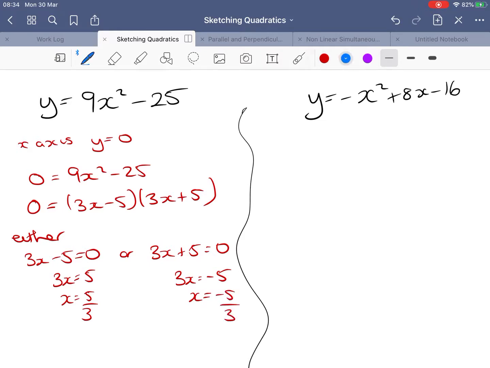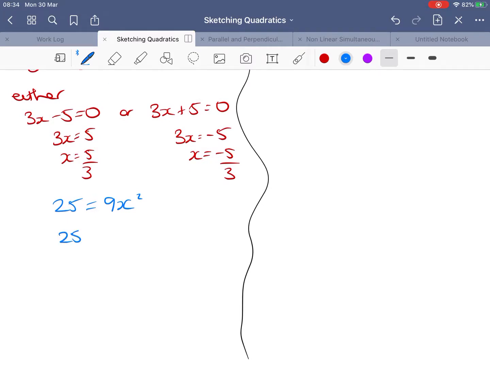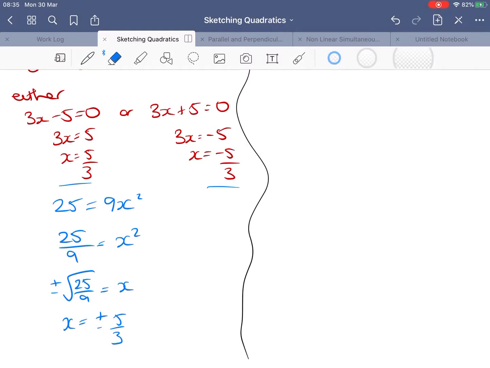But there is a slightly different way of doing this, because if I go back to this point here, I could just try and solve this. So I could add 25 to both sides, so I'd get 25 equals 9x squared. I could divide by 9, so I'd have 25 over 9 equals x squared. Square root both sides, so I'd have the square root of 25 over 9 equals x. But you've got to remember that needs to be plus or minus, because when you square root something, your answer can be positive or negative. And actually then you would get the same answer, because x is plus or minus 5/3. So you've got both of the solutions, but in a slightly different way. I was going to say quicker, but I don't think it is necessarily quicker.